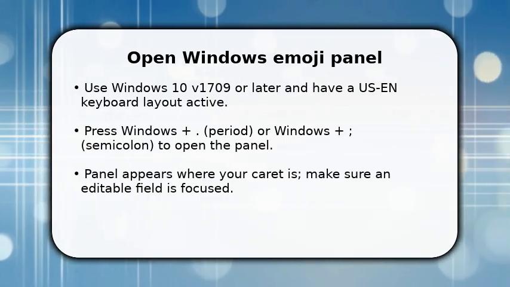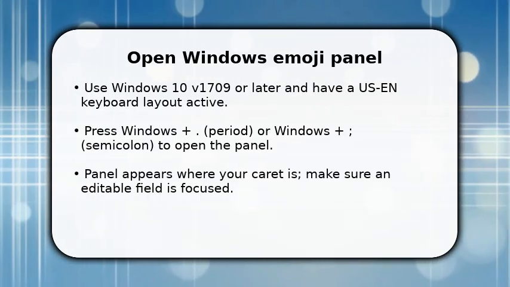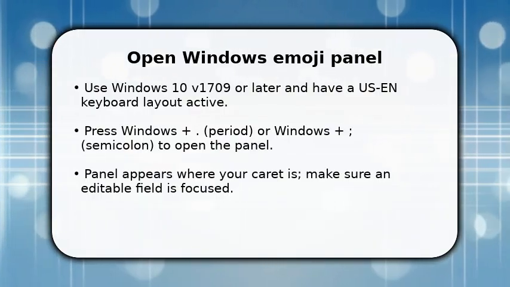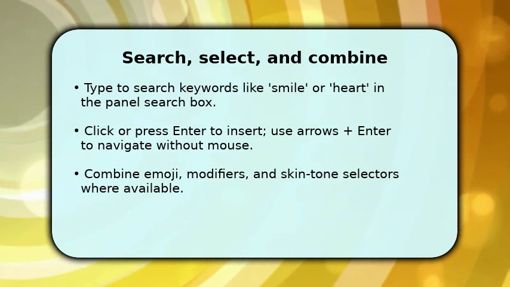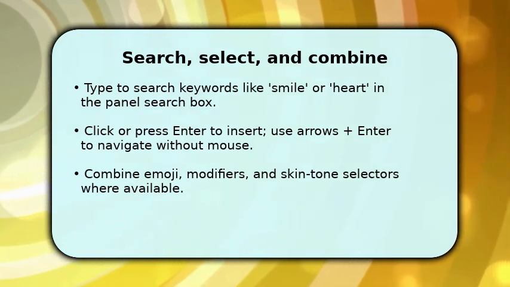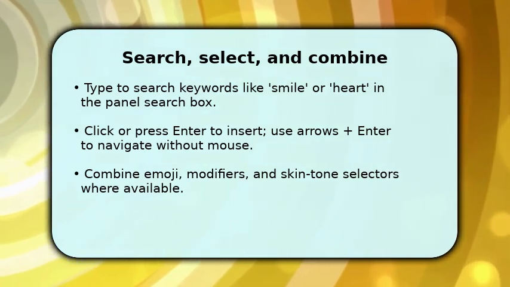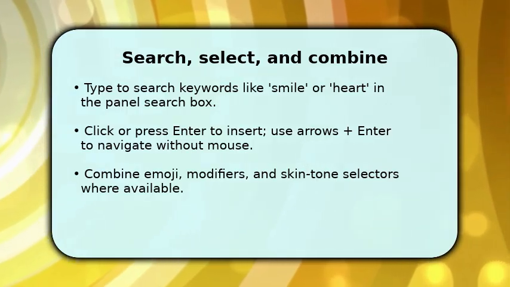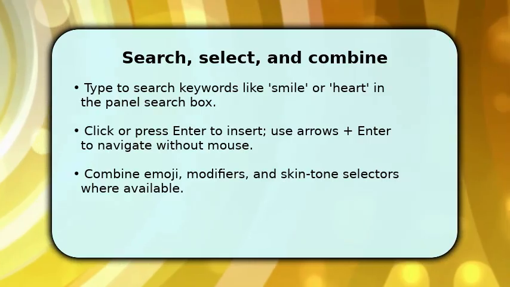Make sure your keyboard layout matches expected shortcuts because alternate layouts can change behavior, and that's why you confirm settings first. Now you search and pick efficiently. Type a keyword at the top to filter results because that speeds selection in long lists. Use the arrow keys and enter if you prefer keyboard workflow. Click if you need precision.